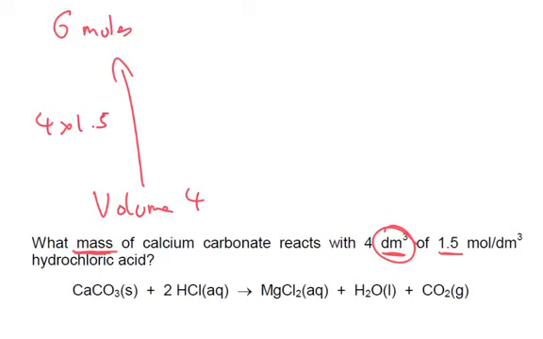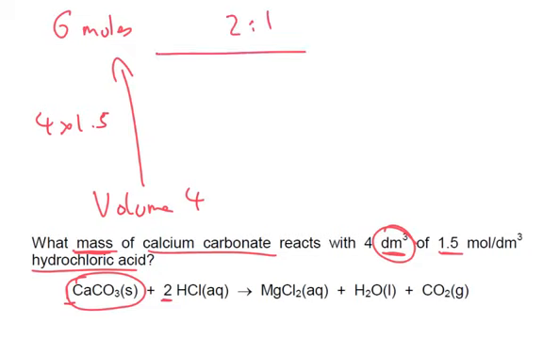Now have a look at the ratio. We're talking about hydrochloric acid and calcium carbonate, so it's a 2 to 1 ratio, and this is what we're looking for. So it's 2 to 1 over here. So we've got 6 moles, so 6 times 1 divided by 2 is 3 moles.